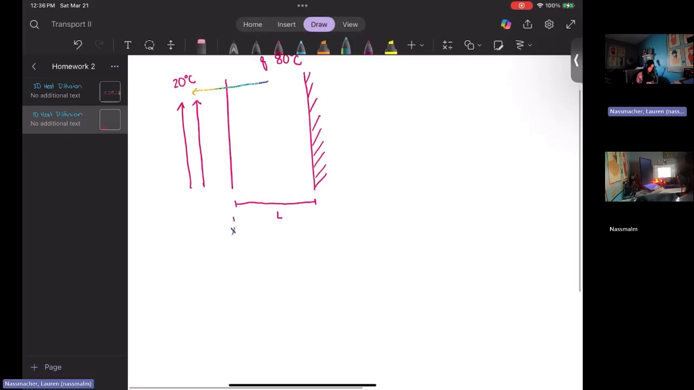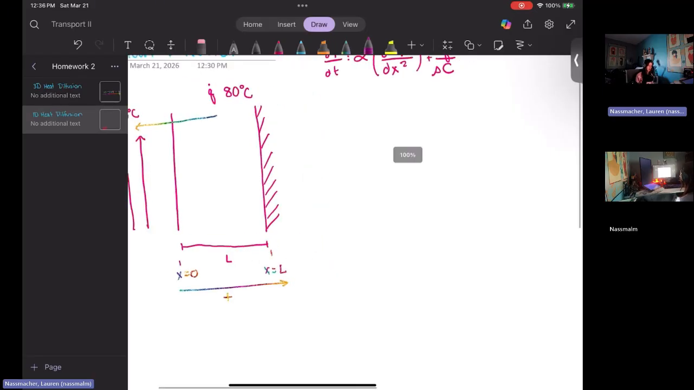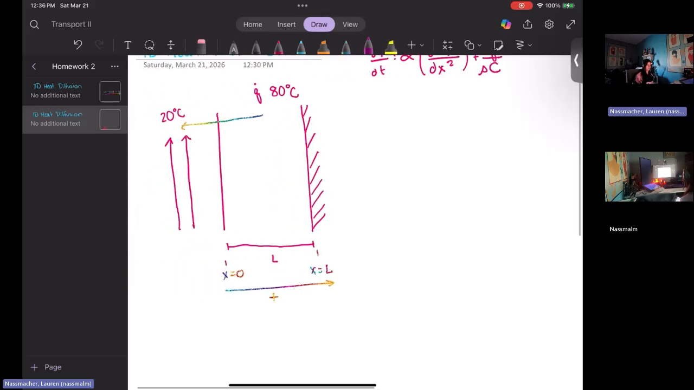Our x is right here, where x equals 0, and x equals L at this other end, and in this direction we'll say is positive. So let's use Fourier's law and apply Fourier's law to this concept.